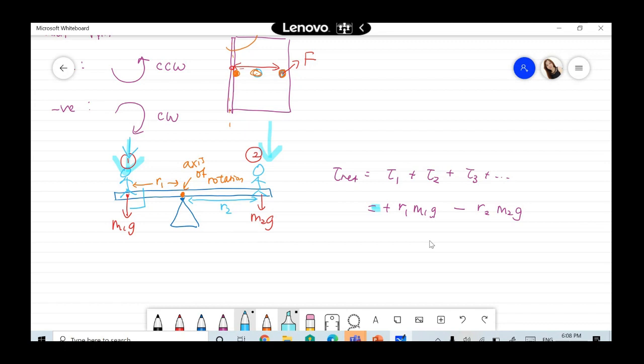What is the angle? This is 90 degrees. The angle between R and F is 90 degrees. Sine 90 is equal to 1. And that's how you get the net torque.